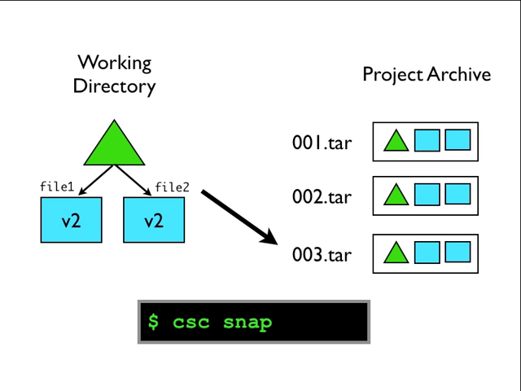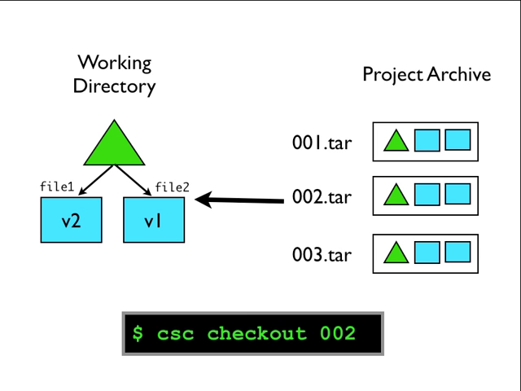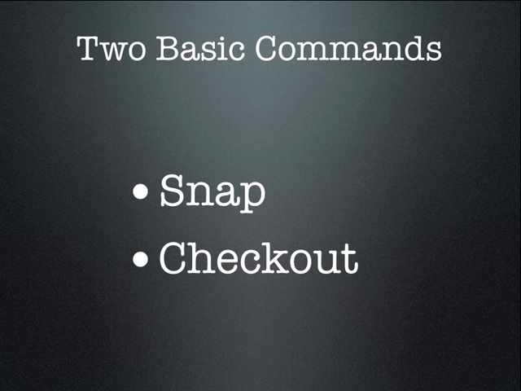Now, to get back to a previous version, say we're working on version 3 and we want to get back to version 2, we just untar the file. We unarchive the file into our working directory, and that copies all the files in that tar file into our working directory, and we now have exactly what was in the snapshot for version 2. So it's very easy to create snapshots and to check out old snapshots. Two simple commands, and that's all we need right now.